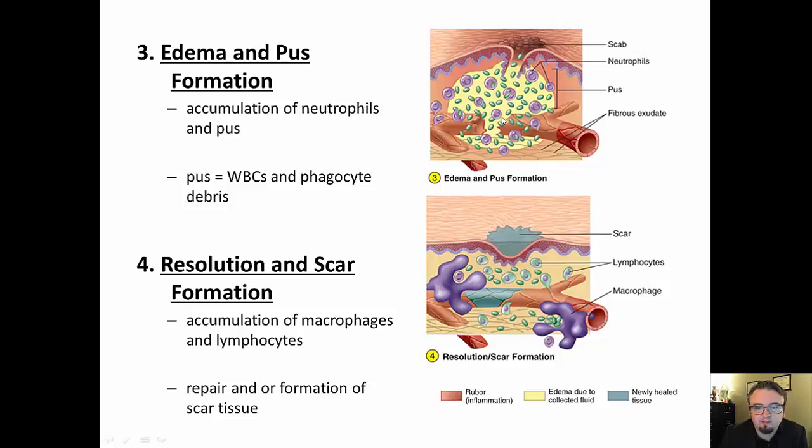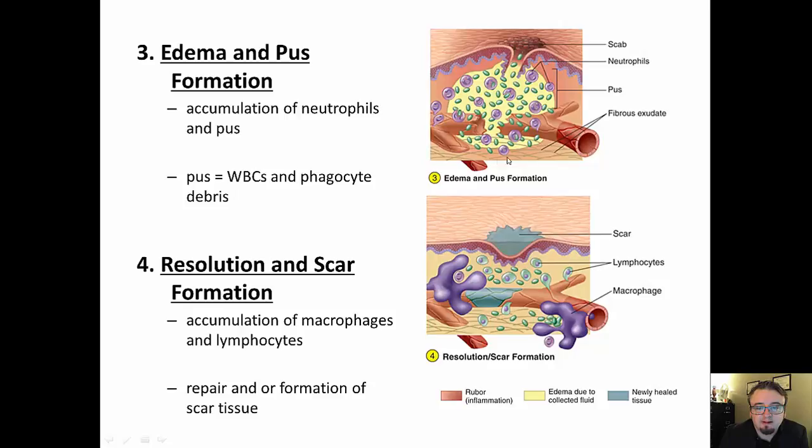Now this is going to take place over a certain number of hours, probably even days. So as the neutrophils start to kill off these microbes, pus starts to form. And pus really is a combination of white blood cells and phagocyte debris. It's kind of like a battlefield. It's like the remains of a battlefield left behind. So ultimately here you've got the body kind of fighting off infection beneath the surface here.